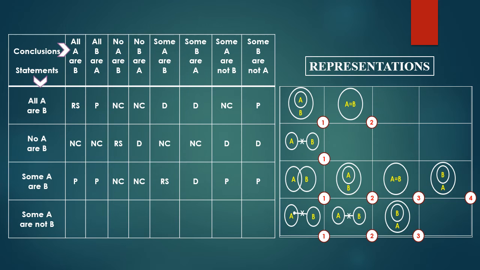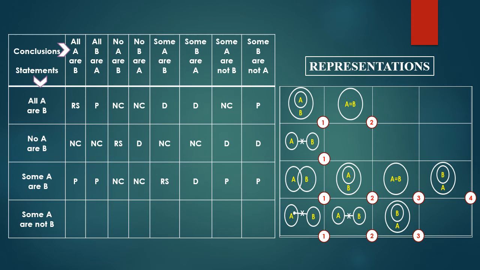So all A or B. In the first diagram, it is not all A or B, so it is not a definite conclusion. Second diagram, it is all A or B. Third diagram, it is all A or B. Fourth diagram, it is not all A or B. Which means all A or B is a conclusion which is following in the second and third representations, not in the first and fourth. That's why it is a possibility conclusion. For some A or B, all A or B is a possibility.